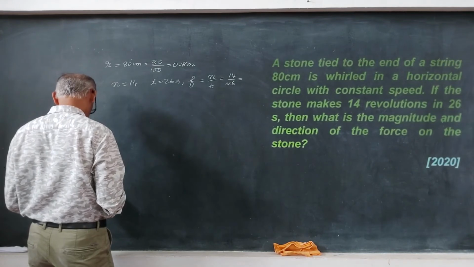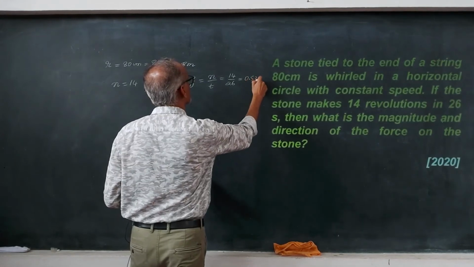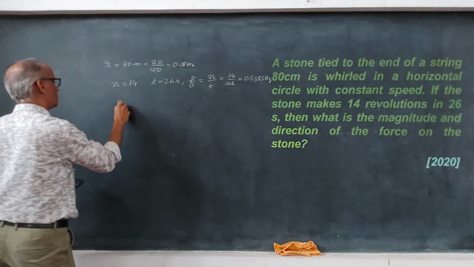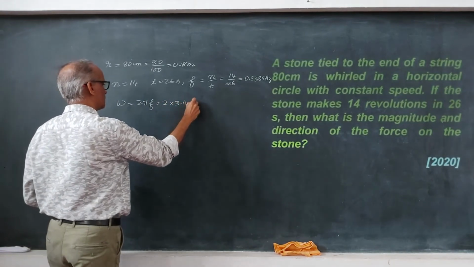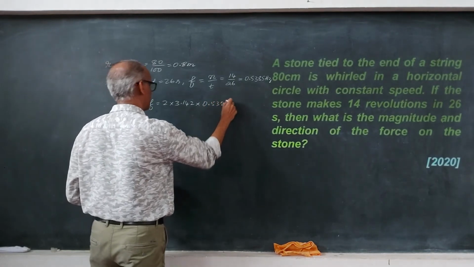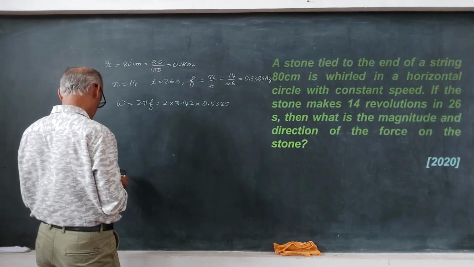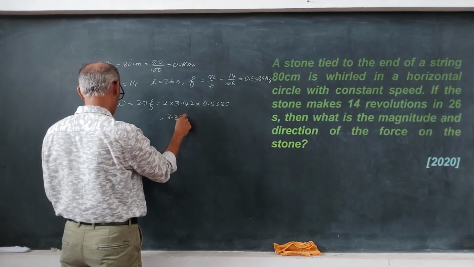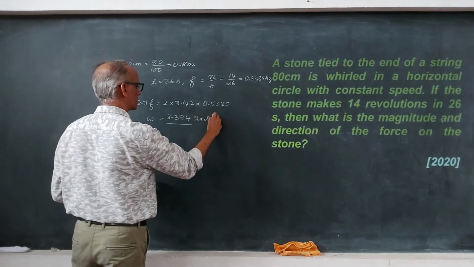14 divided by 26 will be 0.5385, that will be in hertz. The moment you know the frequency, omega can be found very easily using 2 pi f. Pi is 3.142, which is 22 by 7, and the frequency is 0.5385. So 0.5385 into 2 into 3.142 will give you 3.384. That's the value of omega, which is in radian per second.